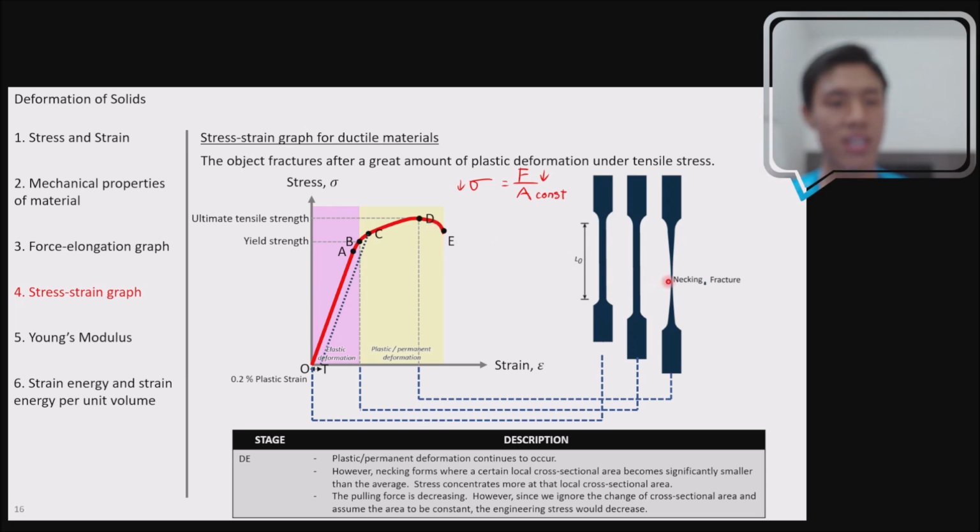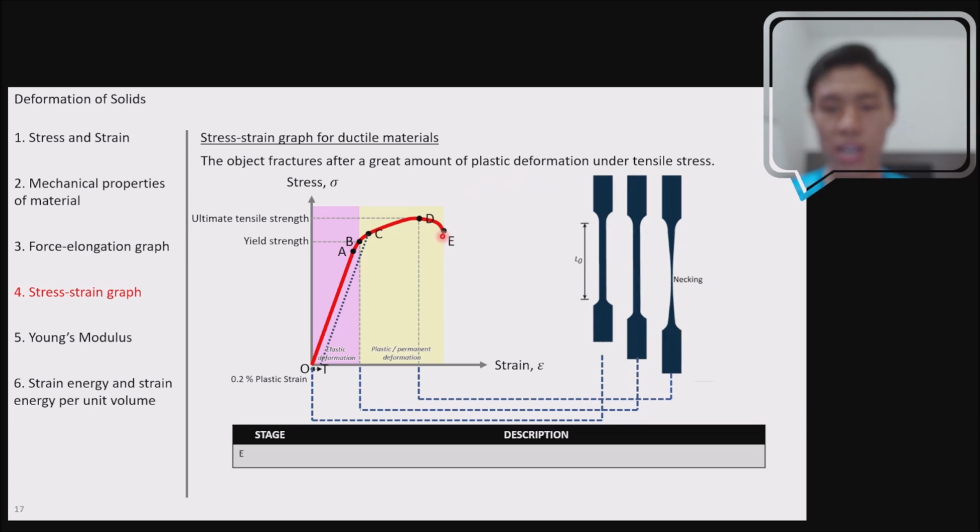Necking happens, the stress becomes concentrated at a certain region. Because of that, your pulling force will decrease. Pulling force decreases with area constant, that's why your stress will decrease as well, similar to what you see over here. Okay, then once you reach stage E, you will have reached the end of your journey, in which your object will experience fracture.